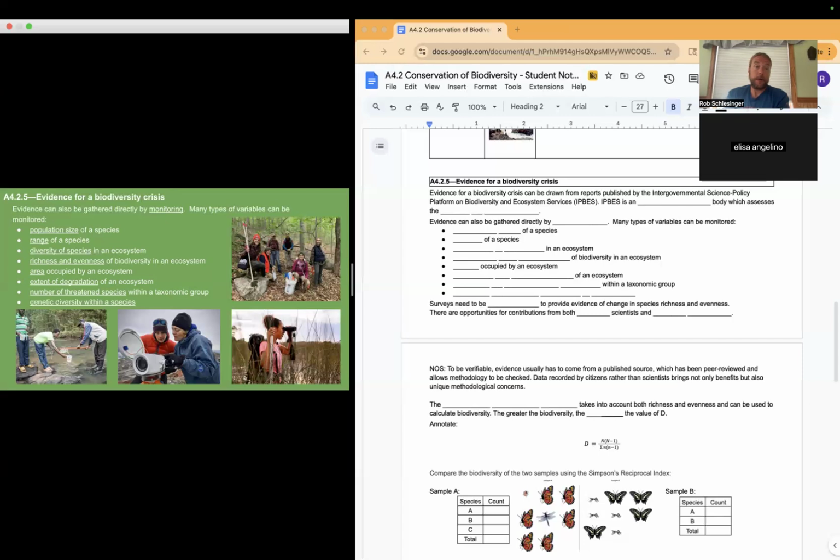All right. Oh, and last but not least, now that life's a little bit easier, we do monitor their genetic diversity as well.